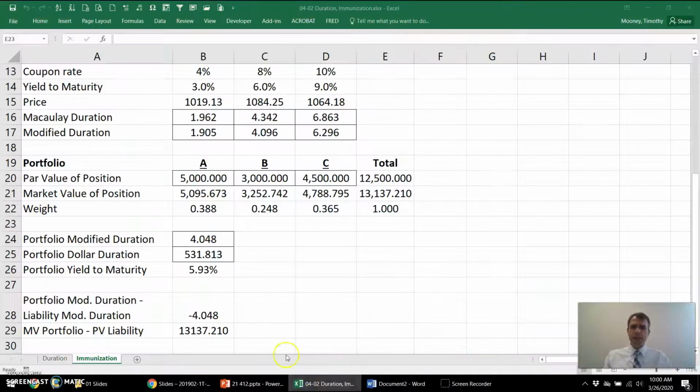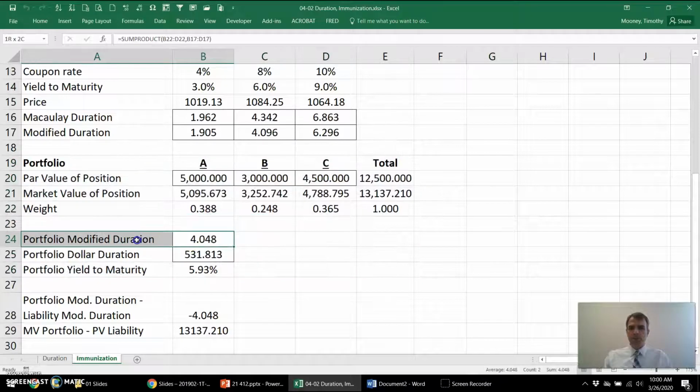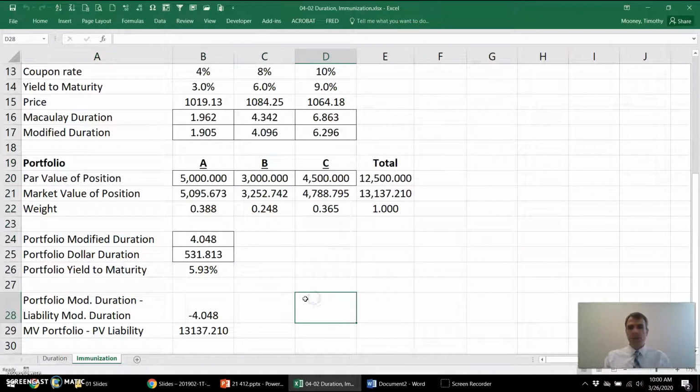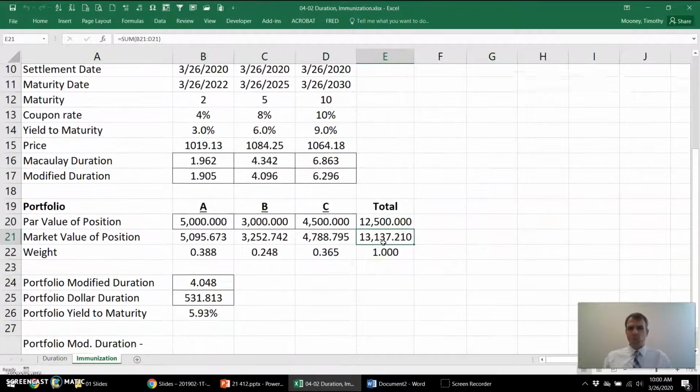So let's take a look at how it works with the spreadsheet that we've been looking at. We've got this portfolio of bonds that has a modified duration of 4.048. You can interpret that, right? A 1% change in interest rates is associated with a 4.048% change in the value of this bond portfolio. Or in other words, a 100 basis point change in interest rates is associated with a $531.81 change in the market value of the portfolio.